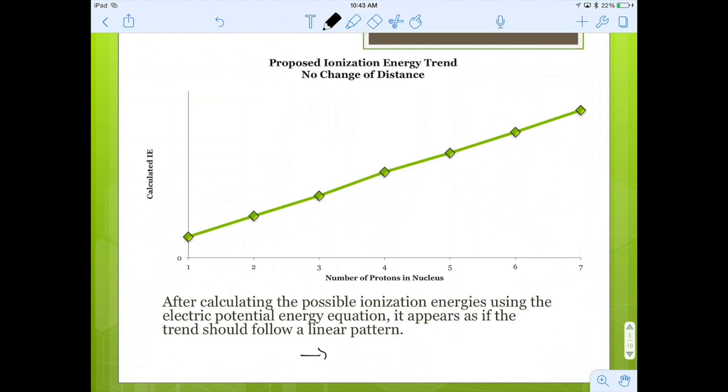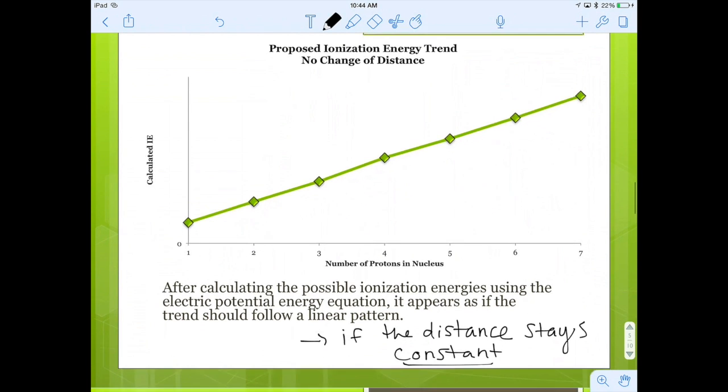What's weird about this is that it only works if the distance stays the same. If you assume that your electrons are anywhere not the same as the radius of the hydrogen atom, this data won't look like a line. The distance needs to stay constant.